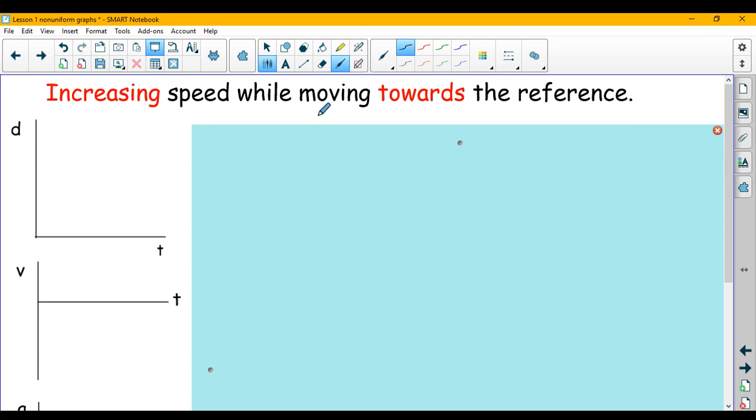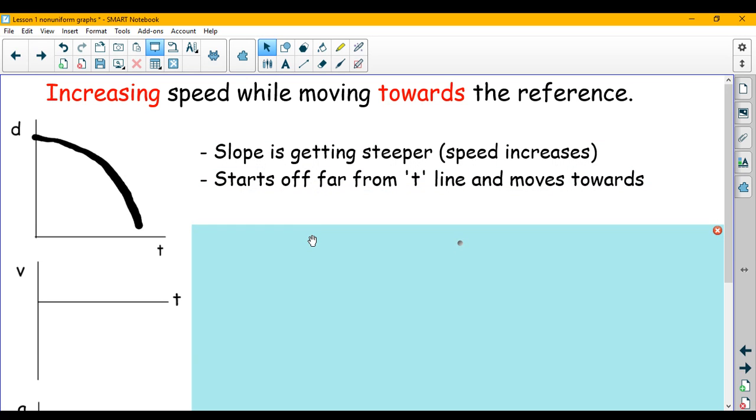But I also have to think about what towards means. Towards means I have to start off far away, somewhere up here, a distance far away from where I'm going, and move towards it. So I'm going to start off with a pretty flat line up here and make it steeper because I want it to start off far away and move towards my goal, because d equals 0, that 0 line is my reference. And I need it to get steeper as it does so it speeds up. So those are the two things I need to think about. Getting steeper, starting off far from the t line and moving towards it.